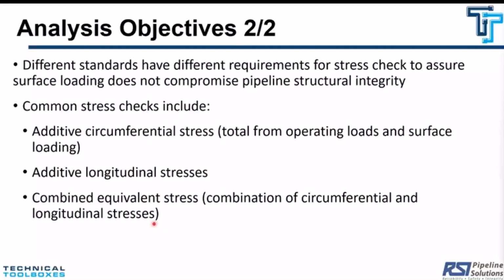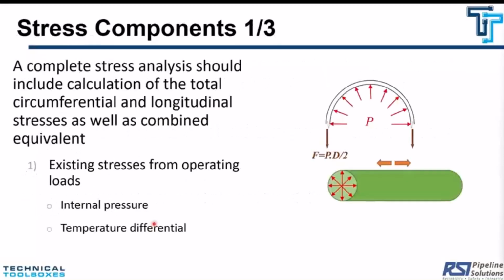And then similarly, we have an additive longitudinal stress with different components from internal pressure, from surface loading, and from differential temperature, the thermal load. And then there is the combination of circumferential and longitudinal, because when you have biaxial stress, the combined effect of biaxial could be worse or better than each one of the stresses individually. All right, so let's quickly look at the different components of stress.